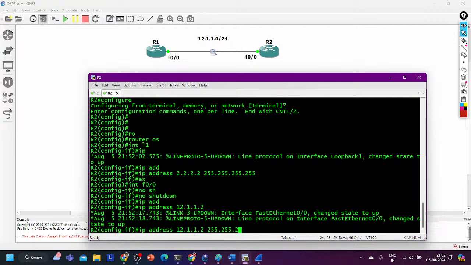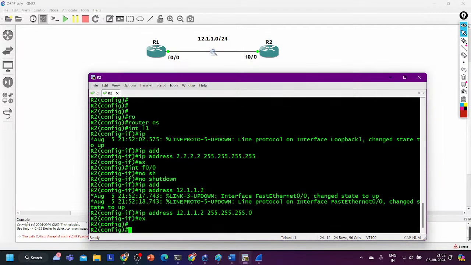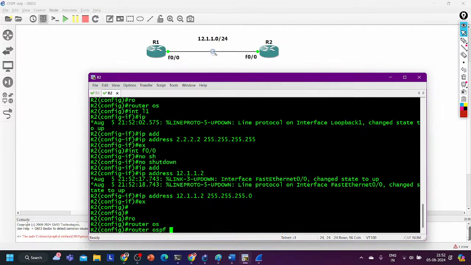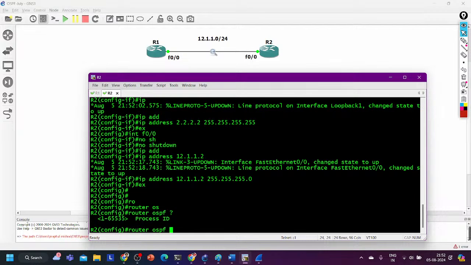255.255.255.0. Then router OSPF process ID. Process ID is locally significant. What is the concept of process ID? On a single router we can run multiple OSPF processes, right? So as we have the option to enable multiple OSPF processes on a single router, how can you identify both processes? With the help of process ID.